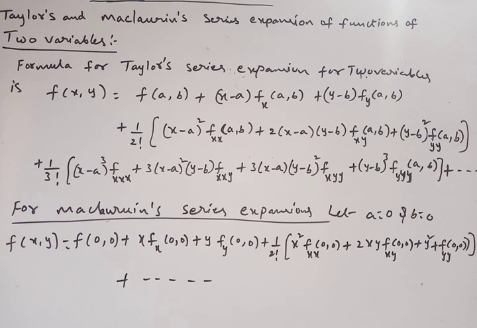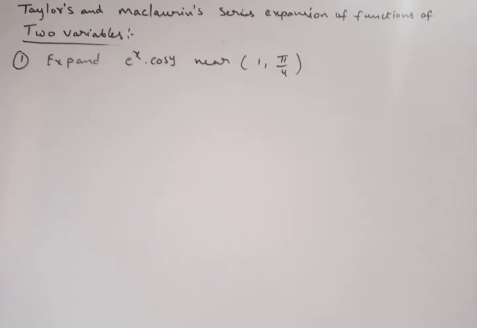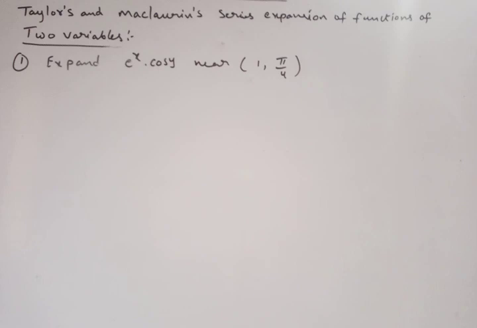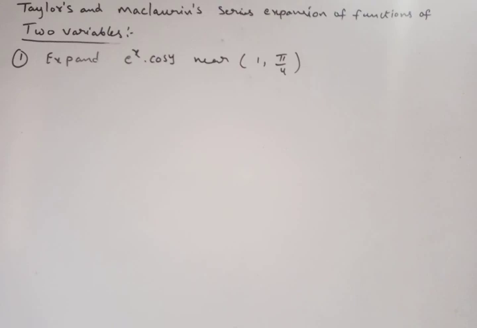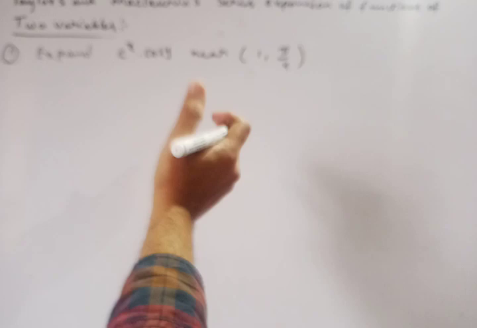We'll start the problems on this Taylor series expansion, and after that we'll see a few problems on Maclaurin series also, right? So let us take the first problem. Expand e power x cos y near 1 comma pi by 4. Don't be confused between the Taylor series for single variable and for two variables. Here you get x and y terms, there you get only x terms, right?